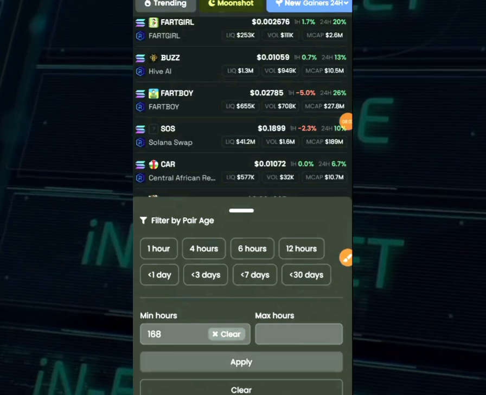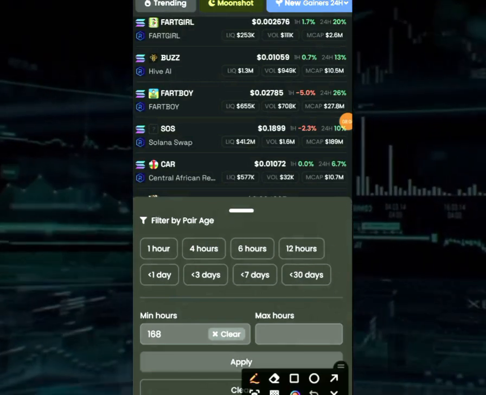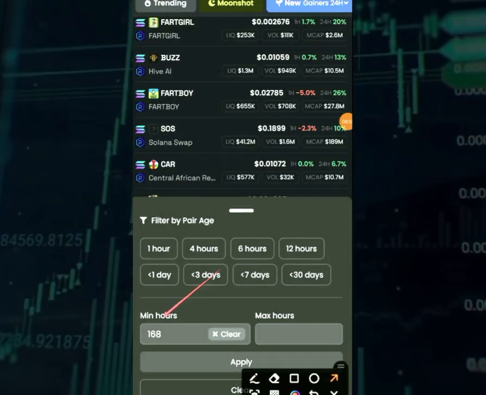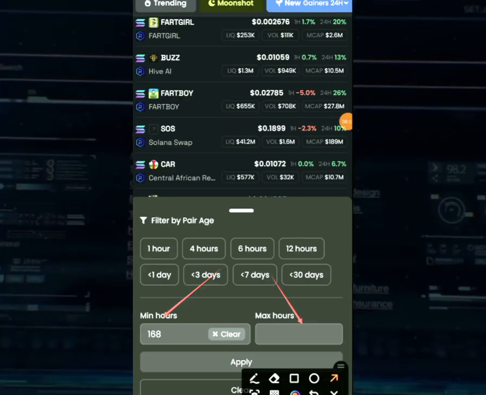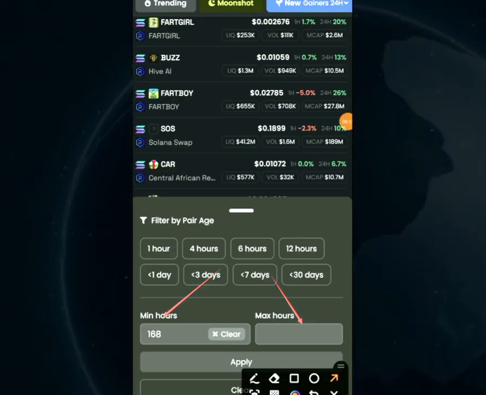And if it appears, there's minimum hours. Let me show you. There's minimum hours right here, and there's max hours. So your minimum hours should be at least 168 hours. Let me show you why it should be at least 168 hours.